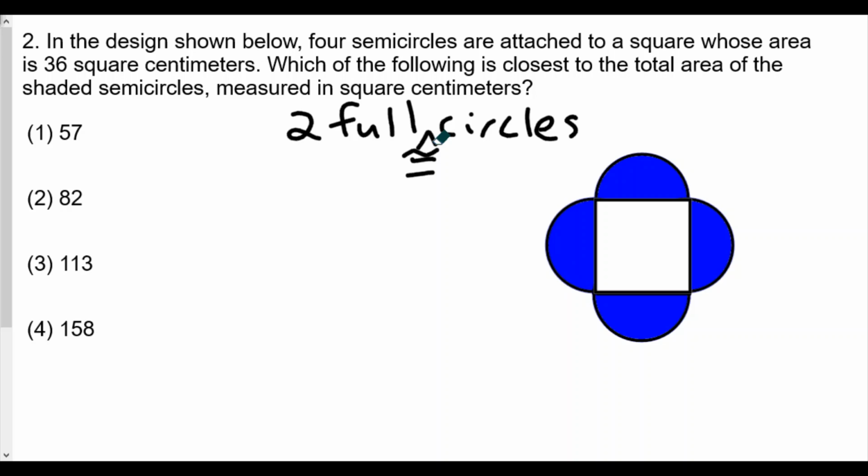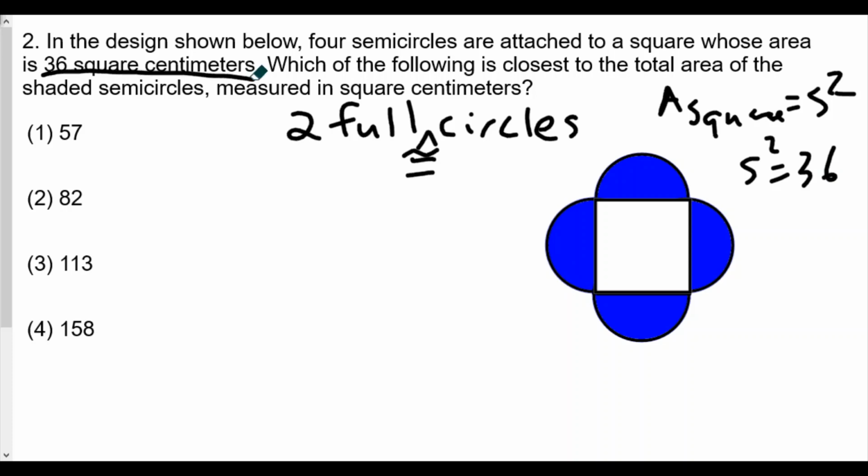Well, we know the area of the square is equal to the side squared, sorry, my handwriting's terrible. The side squared equals 36 because they tell us that the area of the square is 36 square centimeters. That means the side is equal to 6 centimeters. So therefore, this is going to measure to be 6. But that would not be the radius. That would be the diameter. Therefore, our radius will be 3 centimeters.